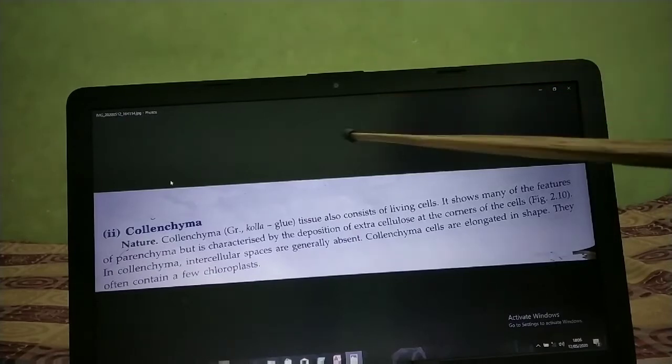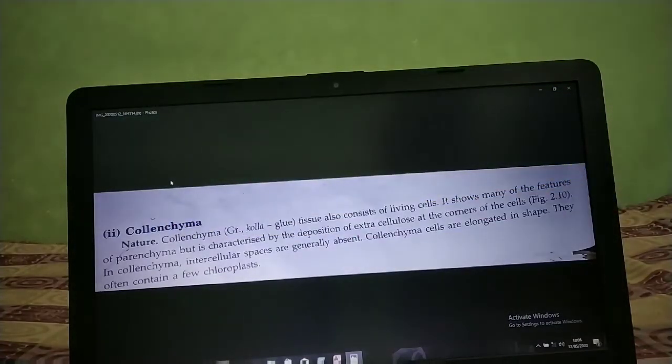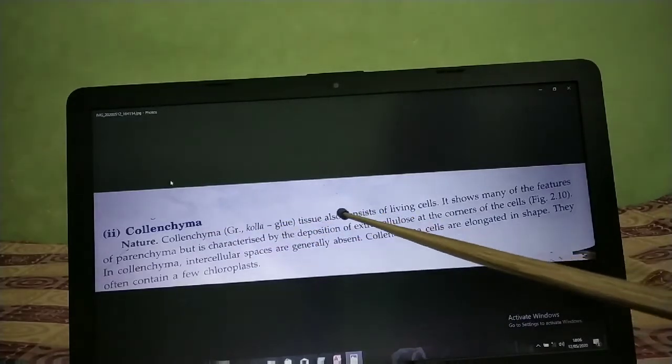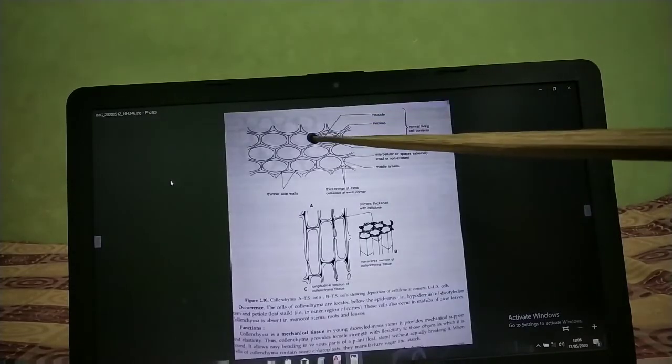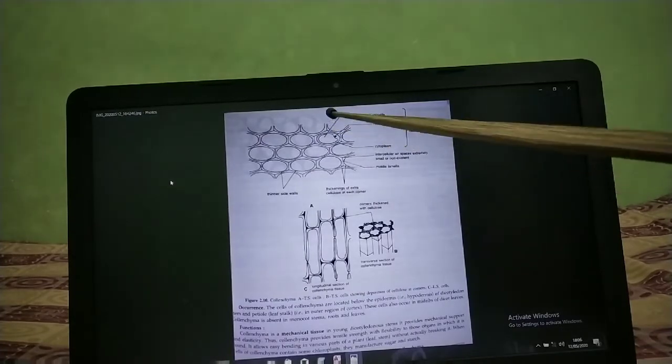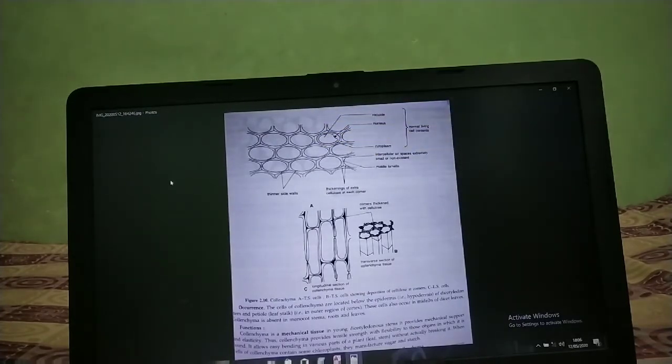Okay children, next is the collenchyma. Parenchyma I already explained to you. Now this one is the collenchyma. First, collenchyma tissue consists of living cells. It shows many features of parenchyma, but it is characterized by the deposition of extra cellulose at the corners of the cells. In collenchyma, intercellular spaces are generally absent. Collenchyma cells are elongated in shape. They often contain a few chloroplasts. You can see in the figure, there are no intercellular spaces.